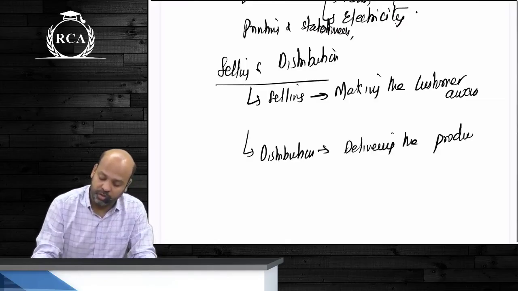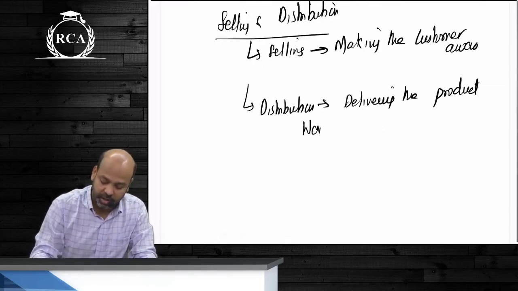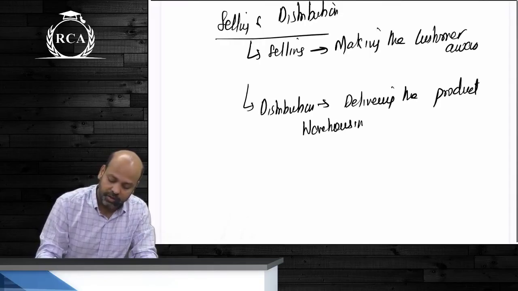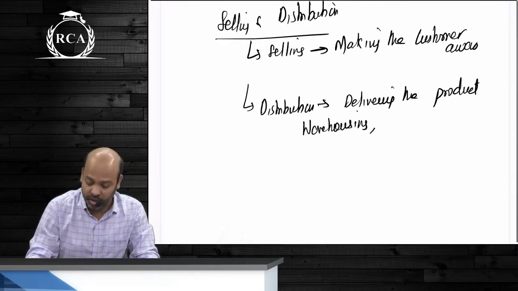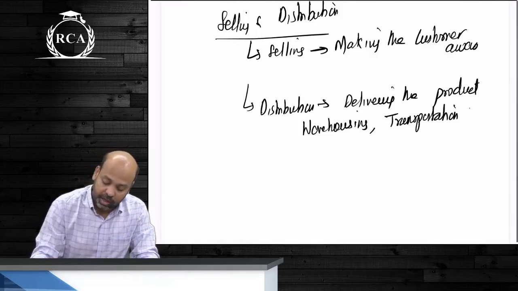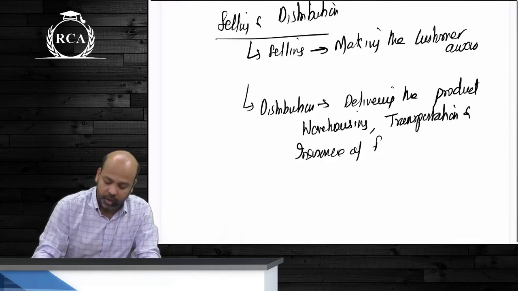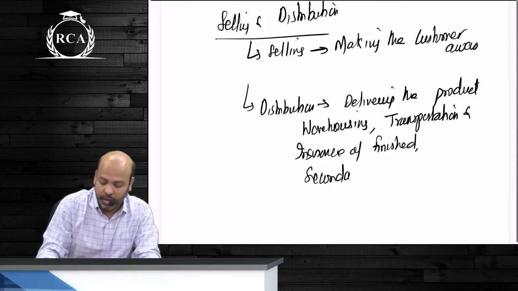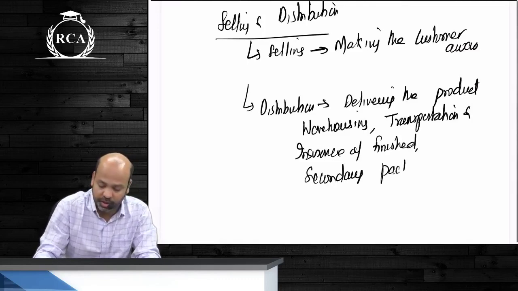So if they use the word warehousing charges, it will come under warehousing, guys, a word that we use in relation to finished product. If they talk about transportation, guys, transportation and insurance of finished products, it will come as a part of distribution expenditure. Secondary packaging is also a part of distribution expenditure.